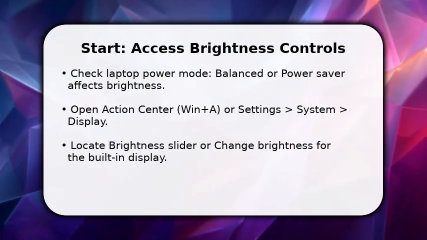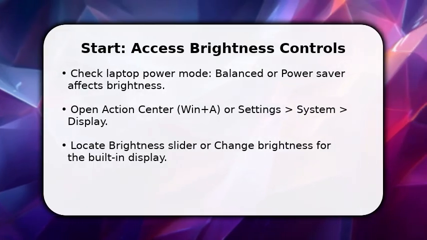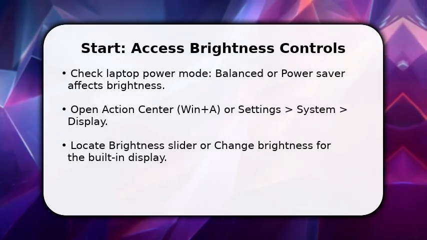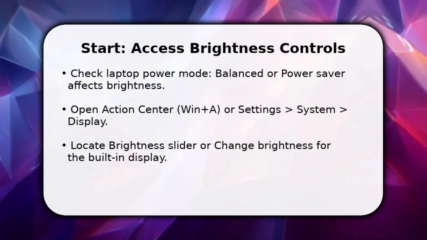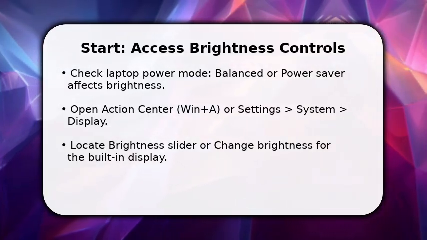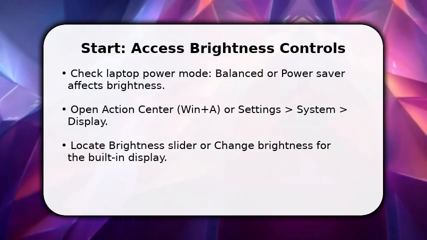You begin now. Press Win plus A to open Action Center or open Settings, then System and Display. Once there, find the brightness slider labeled Change Brightness for the built-in display. Make sure your device is connected to power if behavior differs on battery. If the slider is missing, proceed to the next step to use keyboard keys or update drivers.